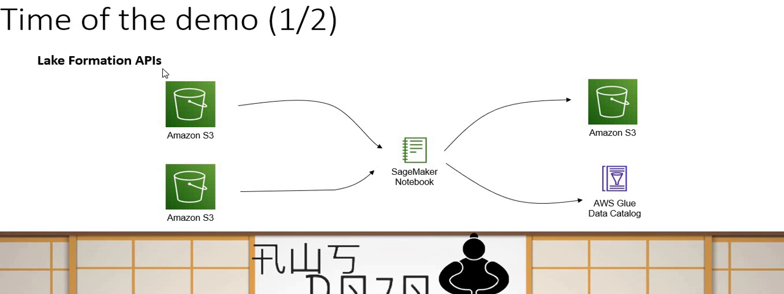I have two demos today. In the first demo, I'm going to use the Lake Formation API to read data from two different locations, and I'm going to use a SageMaker Notebook because I want to run code line by line and show you the outcome. Then I'm going to write to two S3 locations and also update their data catalog. That's the one thing I'm going to do using the Lake Formation API.